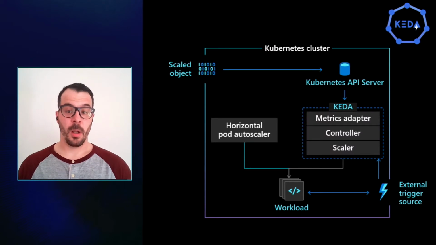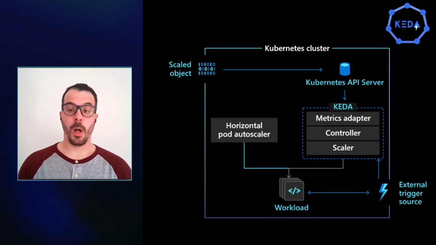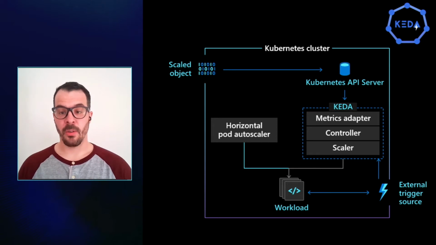KEDA, in a nutshell, will exist within your cluster, and based on your choice of an autoscaler, will monitor the events coming in and adjust your workload accordingly. As more events are coming in, or as queues become larger, KEDA will automatically create more containers to handle the workload surge.